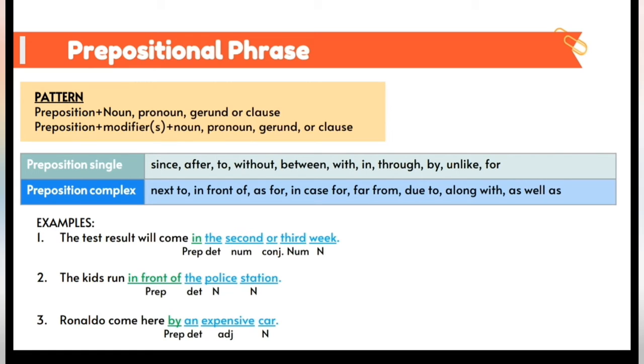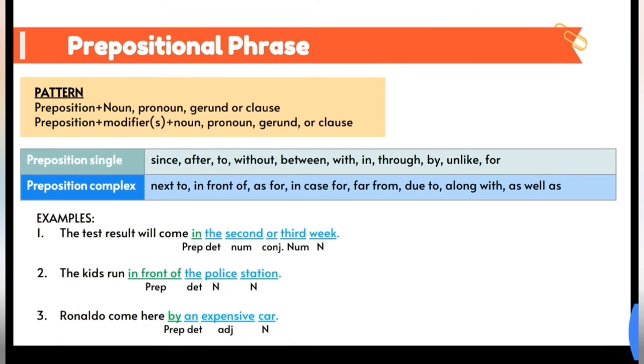And the second or third week is determiner, number, conjunction, number, and noun. Jadi, di sini the second or third week is noun phrase. The kid ran in front of the police station. In front of is preposition, the police station is noun phrase.